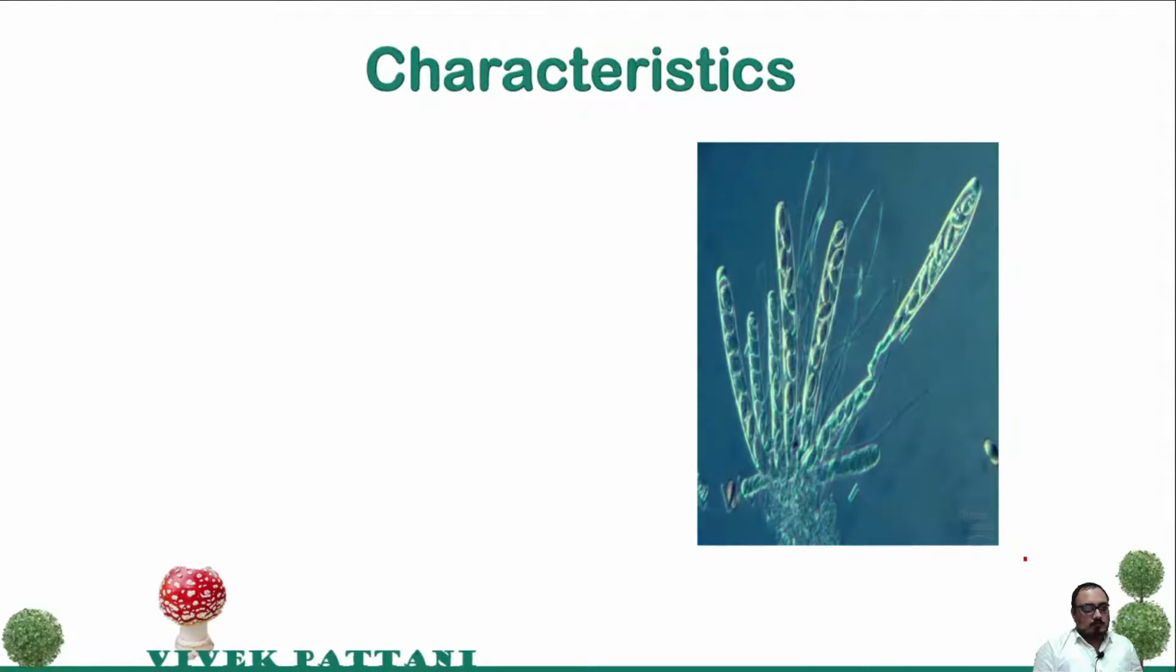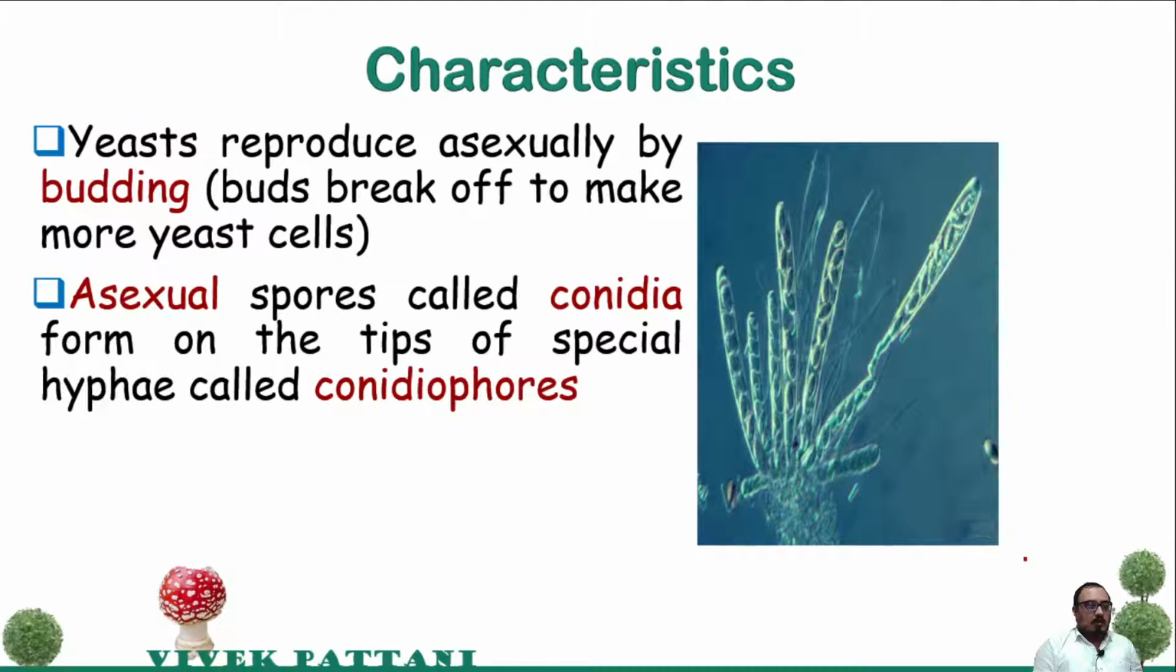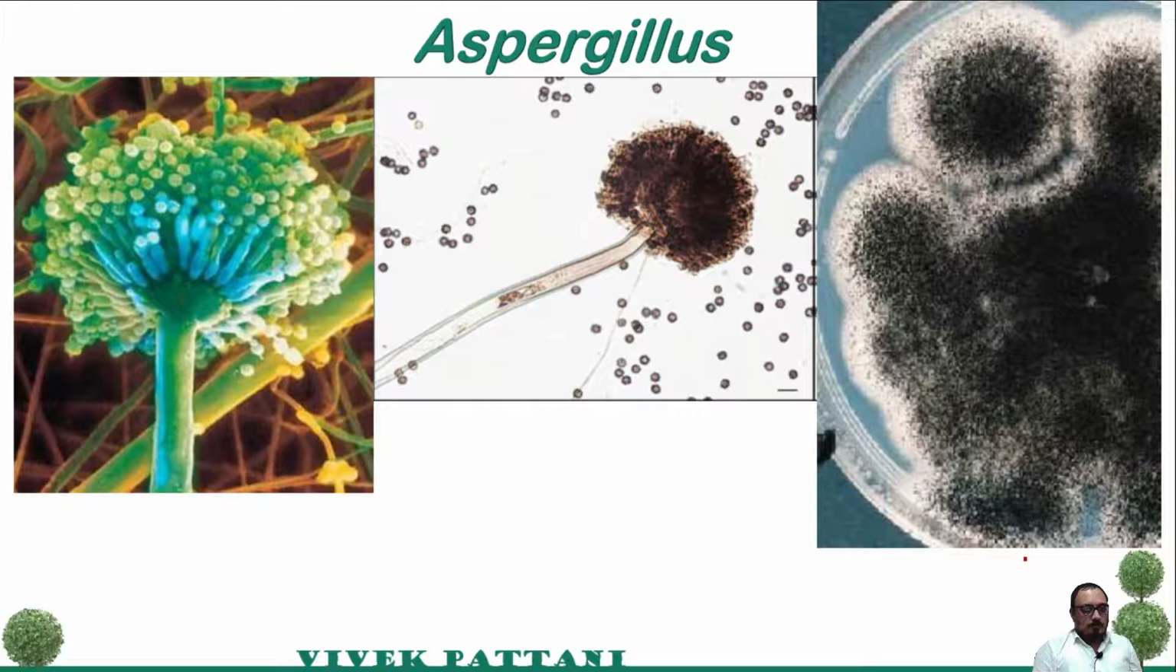Okay. Now furthermore characteristics: yeast reproduce sexually by budding, and asexual spores are called conidia and form at the tips of the special hyphae called conidiospores. Okay, these are the conidia. Okay, next is conidia formation. You can see the diagram here.